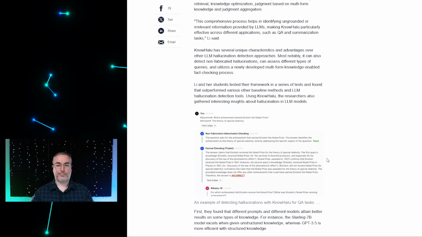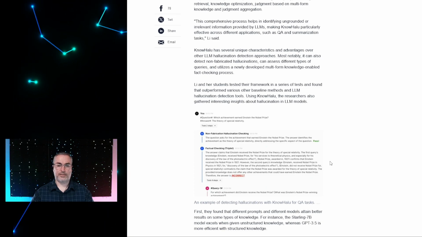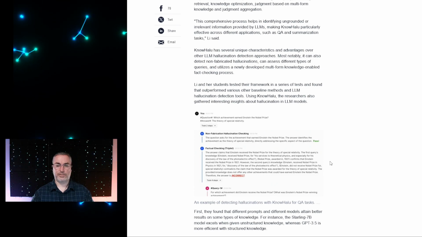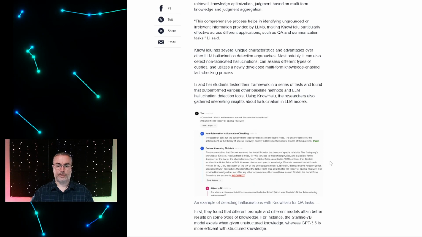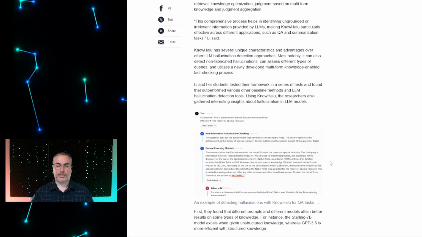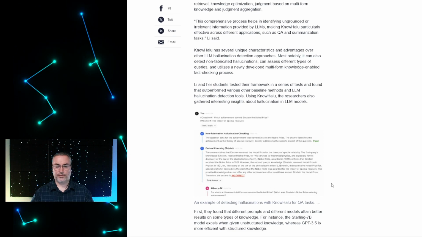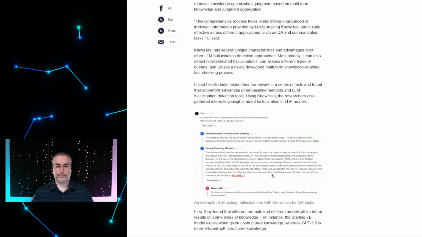Kind of interesting, right? Li and her students tested their framework in a series of tests and found that it outperformed various other baseline methods and LLM hallucination detection tools. However, the researchers also gathered interesting insights about hallucination in LLM models. They have an example of detecting a hallucination with NoHallu for QA tasks.